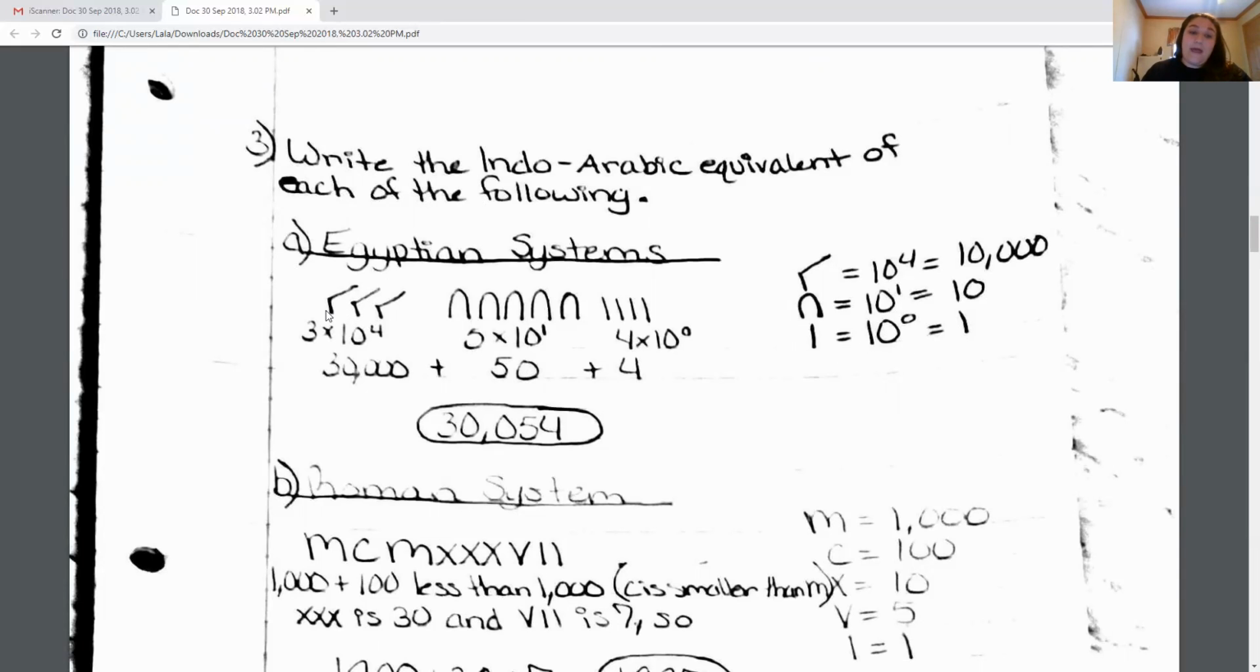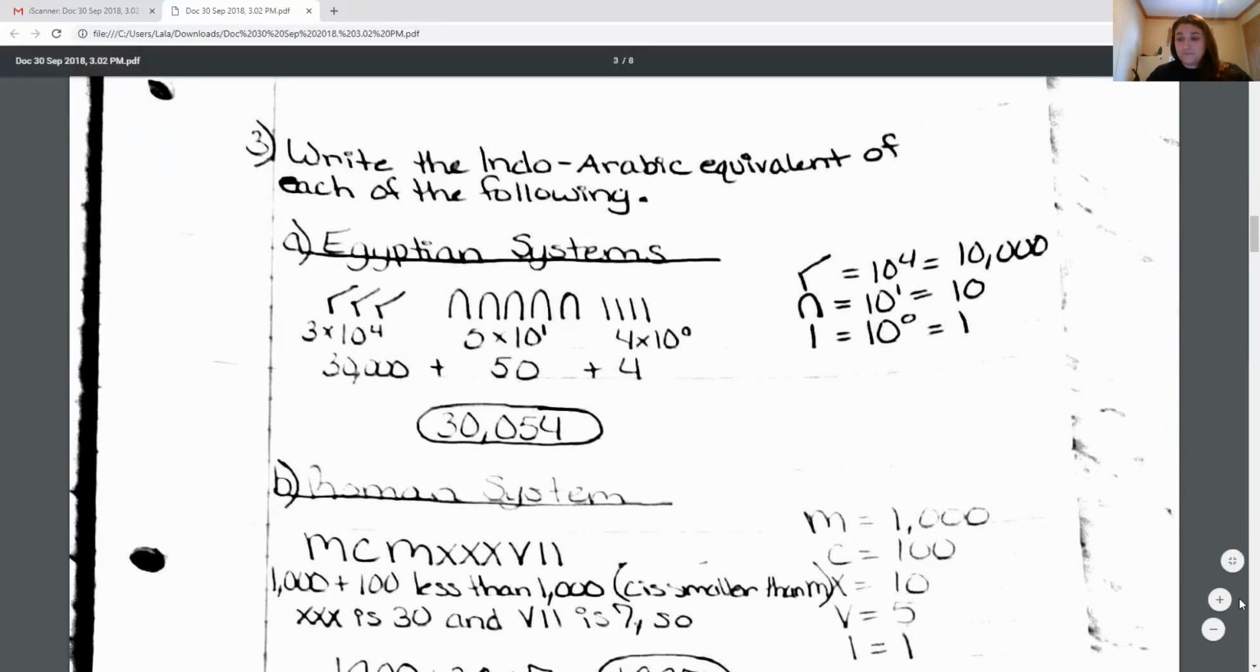So in our problem, we have 3 pointing fingers, which will be 3 times 10 to the 4th. The upside down U's, we have 5 of those, so it'd be 5 times 10 to the 1. And then we have 4 staffs, which is 4 times 10 to the 0. So we know that 10 to the 4th is 10,000. So 3 times 10,000 will give us 30,000. 5 times 10 gives us 50. And 4 times 1 gives us 4. So the answer to this one is 30,054.